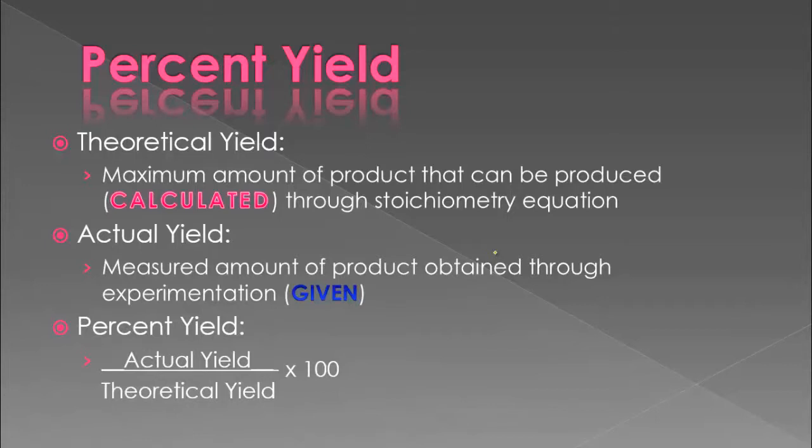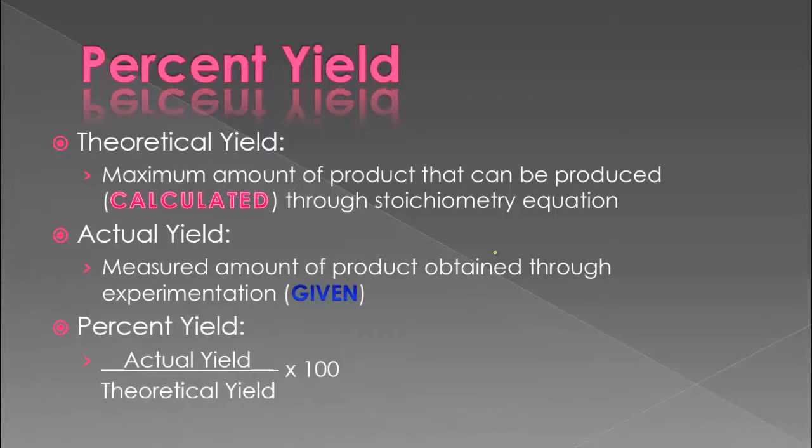A theoretical yield is basically a theory, or in theory, why we call it theoretical, what you should get as a result of this reaction. So this is the maximum amount of product that you should be able to produce. This number is always going to be calculated through a stoichiometry equation. So you're going to have to go through and do the steps.